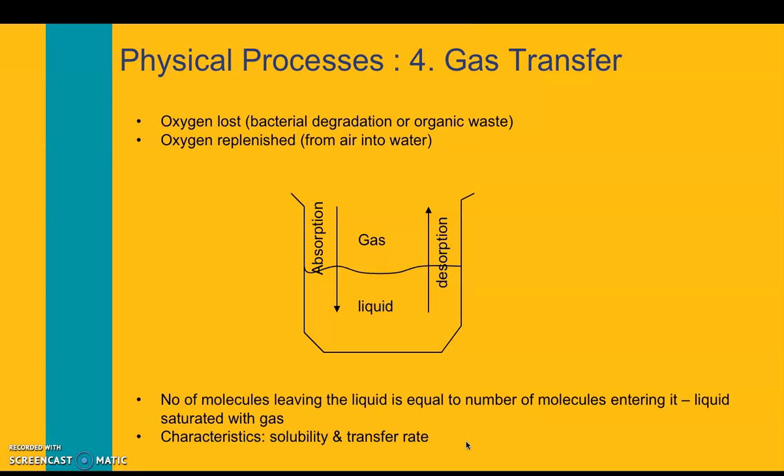Gas transfer is the fourth physical process, which is very important in natural water purification. This is because oxygen loss in the water will need to be replenished through the gas transfer process. At the equilibrium point, the number of gas molecules leaving the liquid, as described in the figure, is equal to the number of gas molecules entering the liquid.